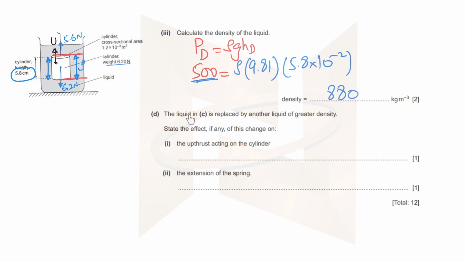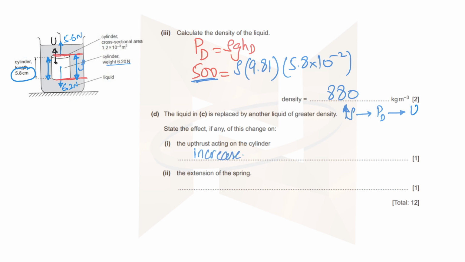The liquid in B is replaced by another liquid of greater density. State the effect, if any, of this change on the upthrust acting on the cylinder. Now, please try to understand. There's a great simple relationship. Density will cause pressure difference will cause upthrust. So if you increase the density, it'll increase the pressure difference, so your upthrust will increase, right?